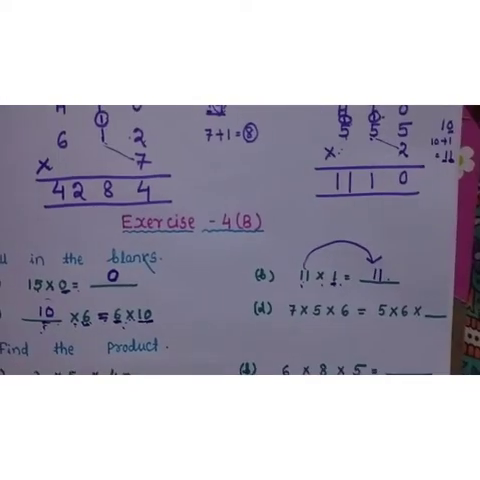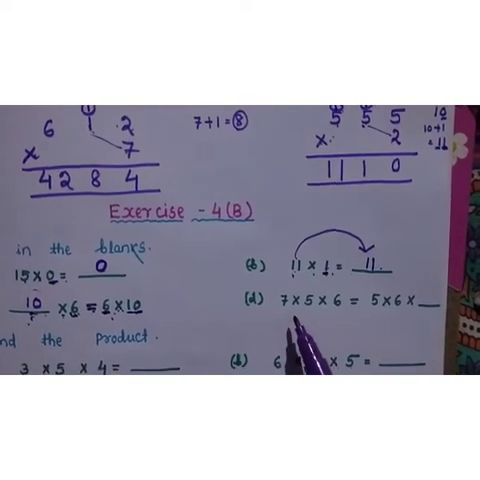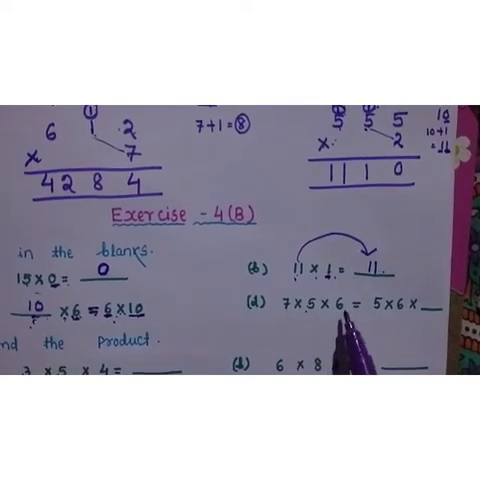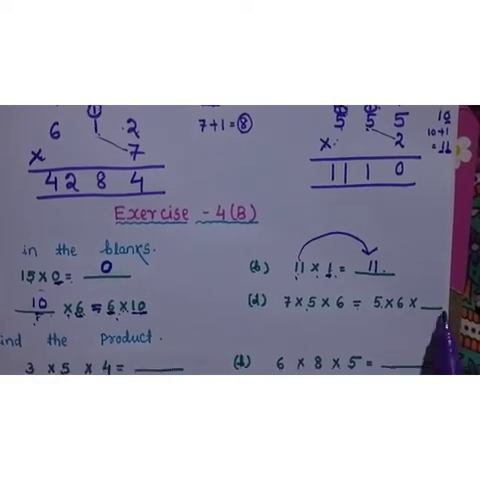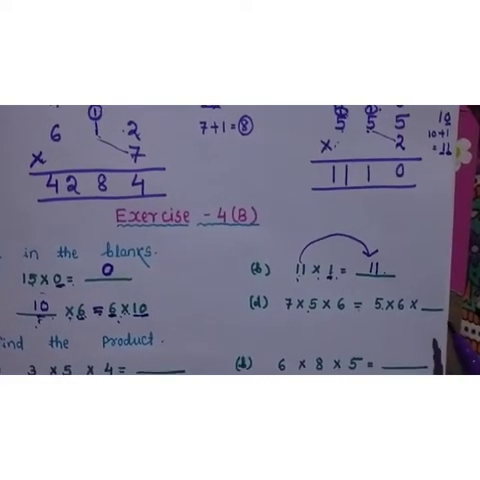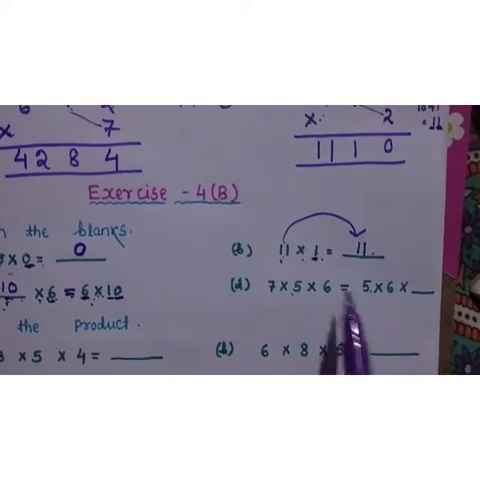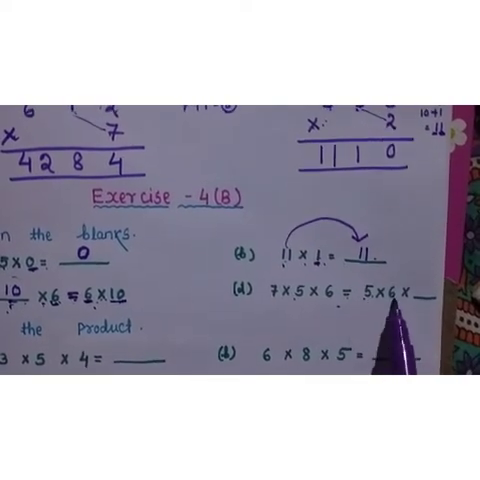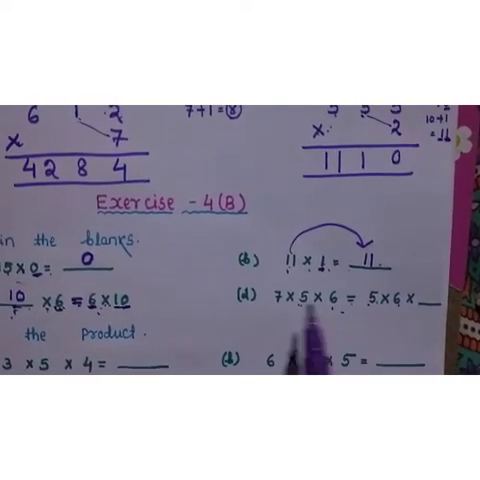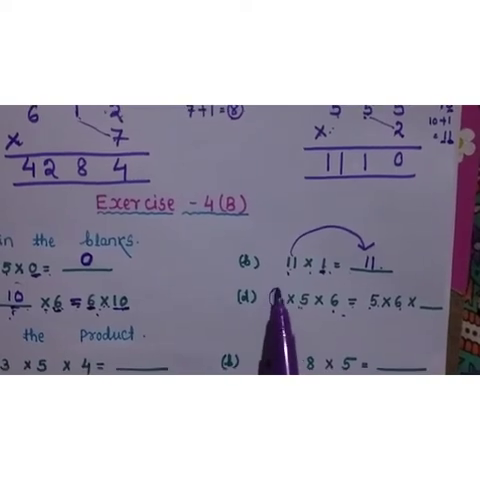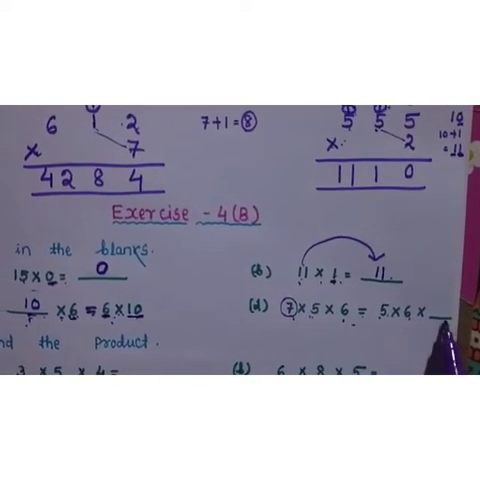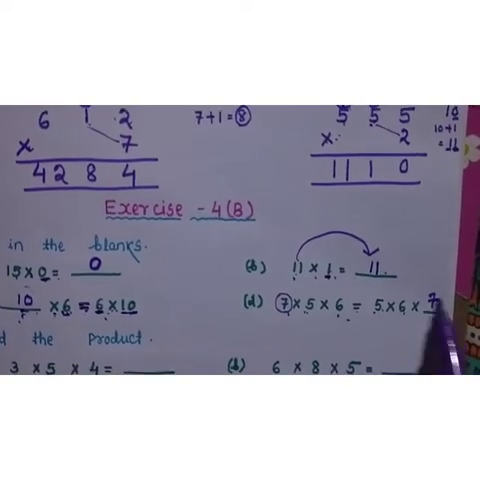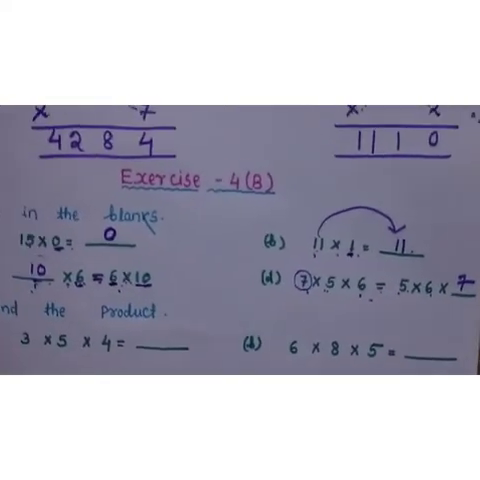Okay. Now see the D bit: 7 into 5 into 6 equal to 5 into 6 into dash. It is so easy students. You just compare both sides. 5 into 6 are given, and on this side 7 is there, but on this side a blank is given, so in this blank we will write 7.